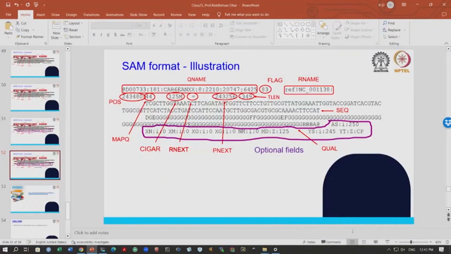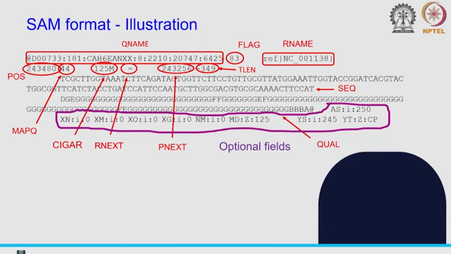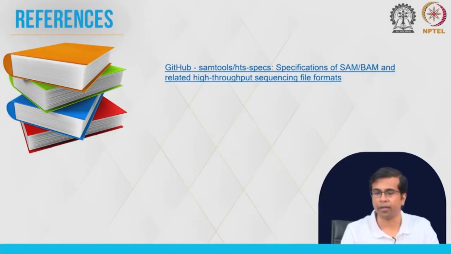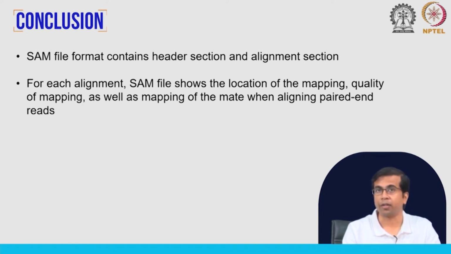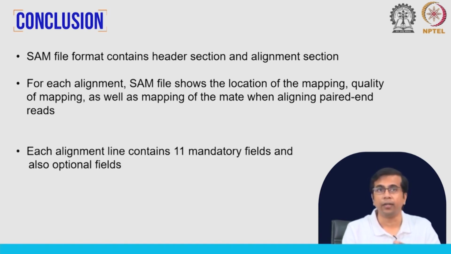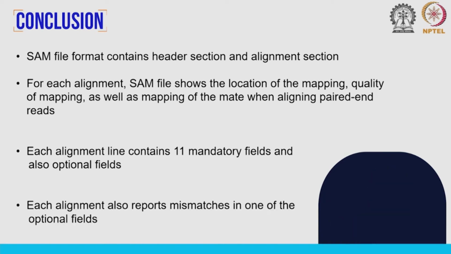All right, I think we can now conclude. To conclude, we have seen that a SAM file contains a header section and an alignment section. For each alignment, the SAM file shows the location of the alignment, the quality of mapping, as well as the mapping of the mate if you are dealing with paired end data. Each alignment line contains 11 mandatory fields, and there are also optional fields, and these optional fields are also quite important, right. They give out certain important information about the alignment, and each alignment also reports mismatches in one of the optional fields. So, this actually is important if you are trying to look for genetic variants, etc.